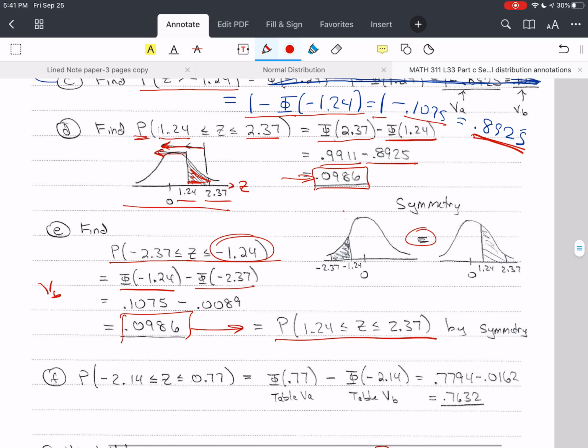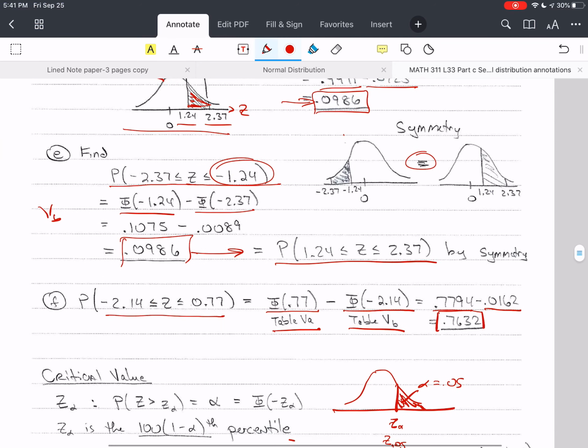Now, if I look at the difference between negative 2.14 and 0.77, this again is going to be phi of 0.77 minus phi of negative 2.14. So I have to go to the two different tables. I have to go to 5A here, and 5B here, and look those up. I'm hoping you can do that by now, but go check and make sure that you see these two numbers, and we subtract and we get this answer.